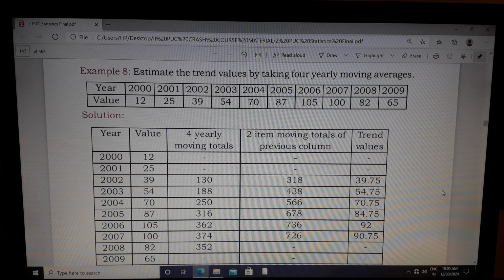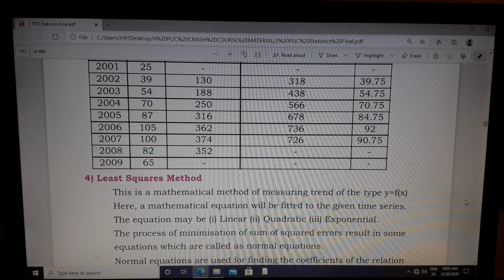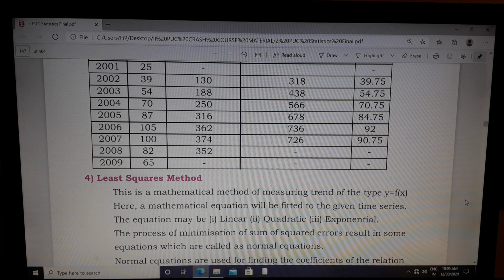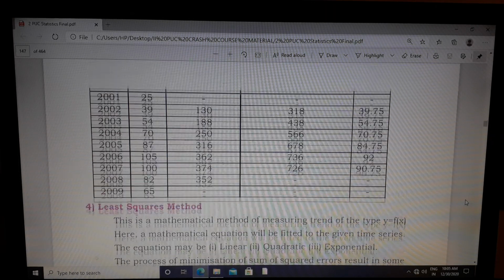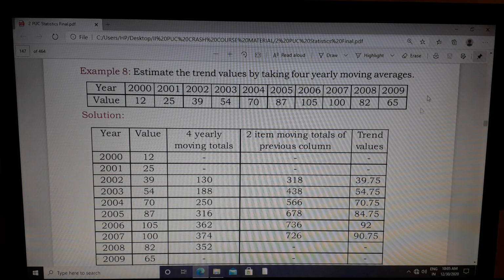So even this is also 39, 54, 70, 84, 92 and 90. It is oscillatory because the first 5 observations are in increasing order, and the last one has come down. So it's an oscillatory movement. Clear guys? These are the moving averages: 3, 4 and 5 yearly moving averages. Are you clear, guys? So we shall see the next video.